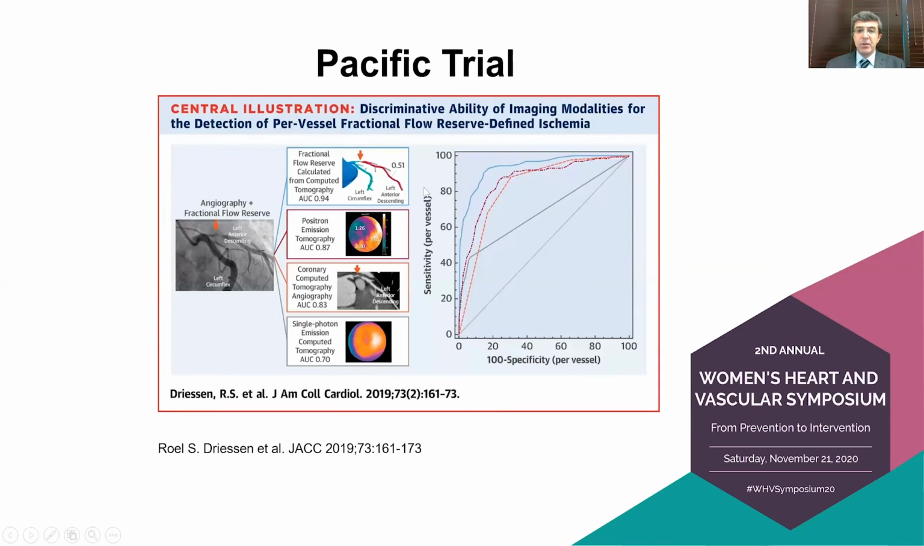The PACIFIC trial is a trial that compared different non-invasive ways to the cardiac angiogram with FFR. The comparison was between SPECT, CT by itself, PET, and CT with FFR CT. And that study shows that the most accurate way to look at the coronaries probably is CT with FFR CT, and we can get the most information from that study.